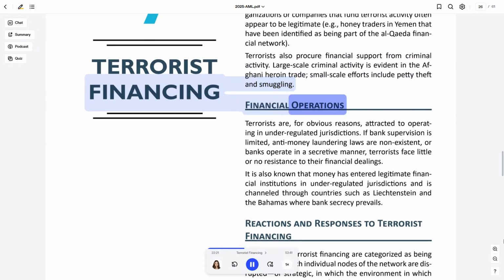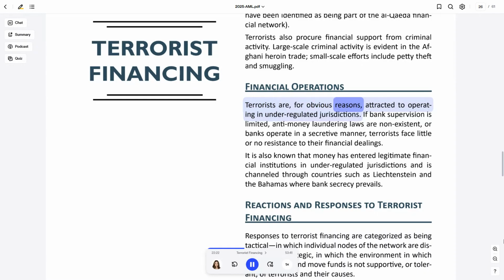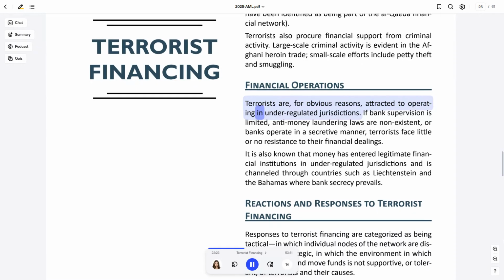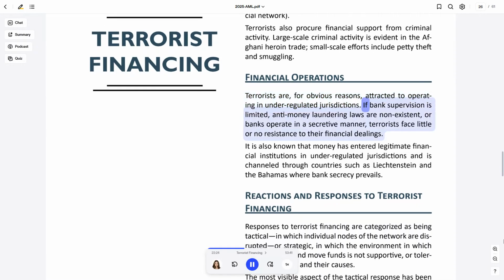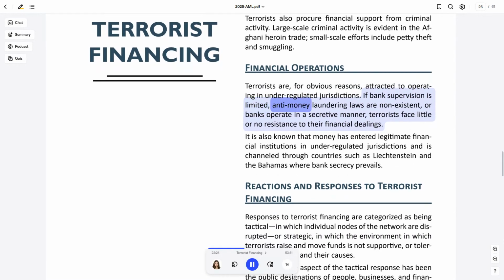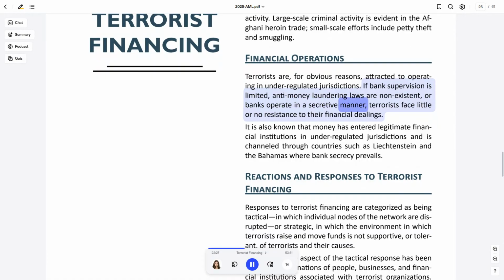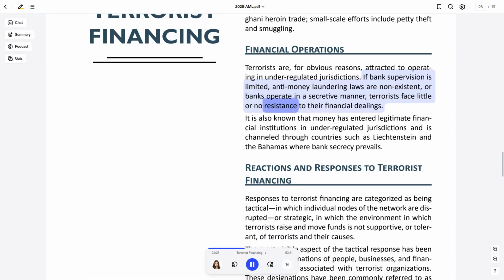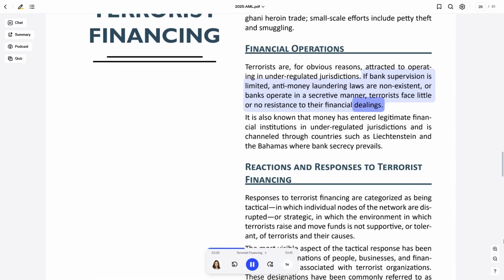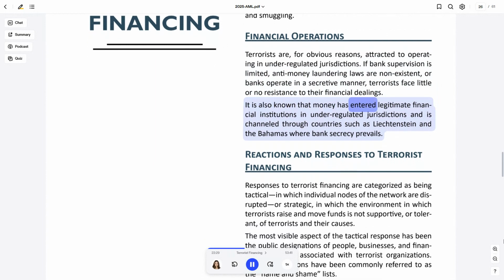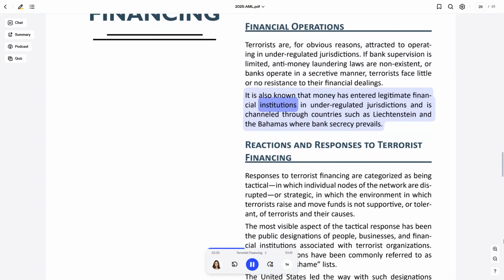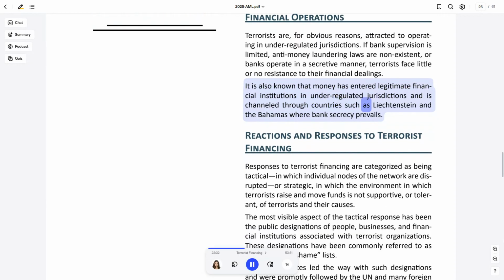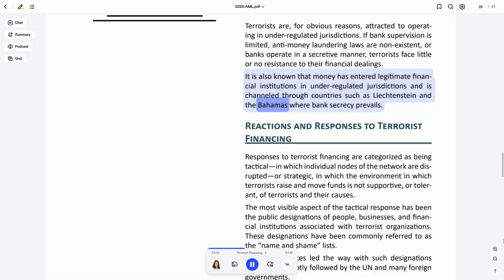Financial operations. Terrorists are, for obvious reasons, attracted to operating in under-regulated jurisdictions. If bank supervision is limited, anti-money laundering laws are non-existent, or banks operate in a secretive manner, terrorists face little or no resistance to their financial dealings. It is also known that money has entered legitimate financial institutions in under-regulated jurisdictions and is channeled through countries such as Liechtenstein and the Bahamas, where bank secrecy prevails.